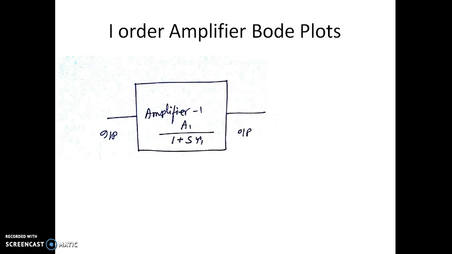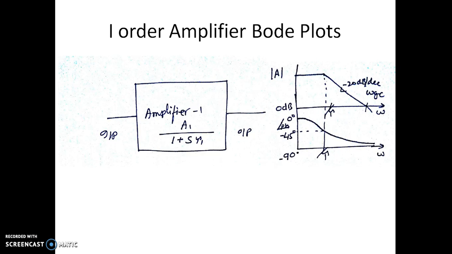So, let us consider a first order amplifier and its Bode plots. Let us consider an amplifier block diagram. This is amplifier 1 having an open loop transfer function A1 divided by 1 plus S into tau 1, where tau 1 corresponds to the time constant. Since it is first order, we have only one pole, which is located at minus 1 over tau 1.